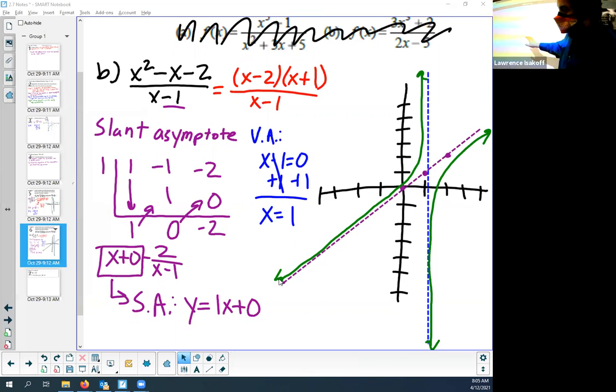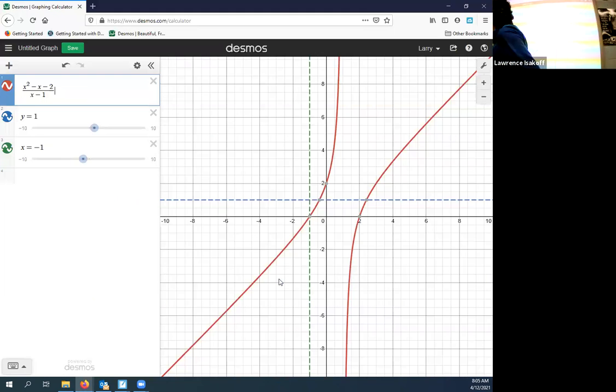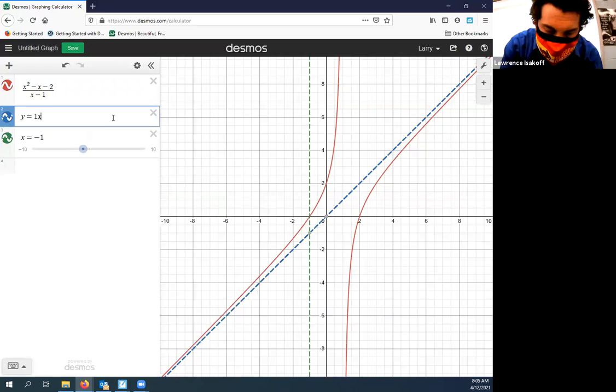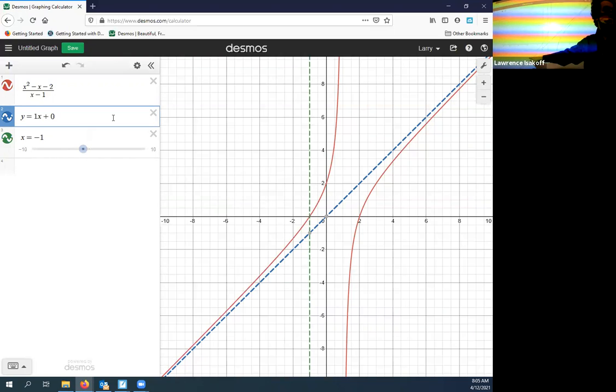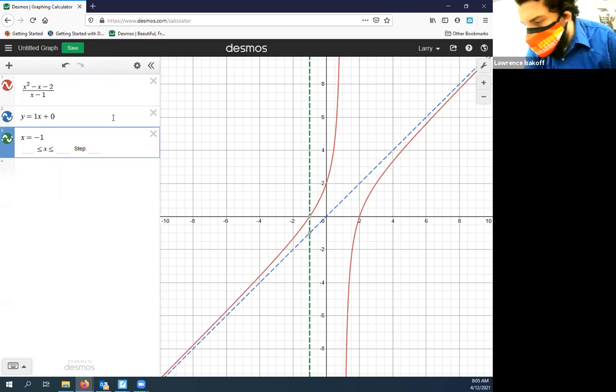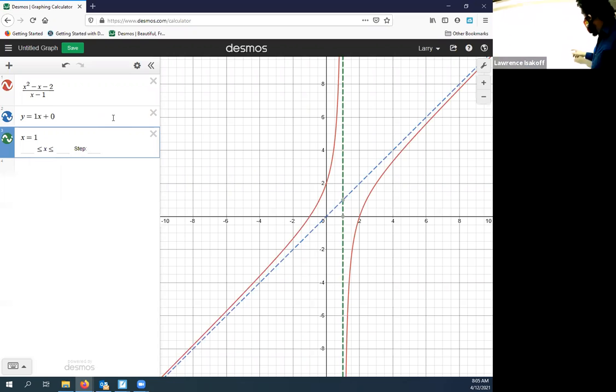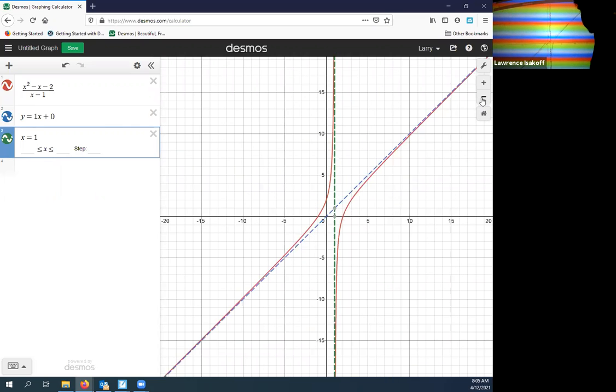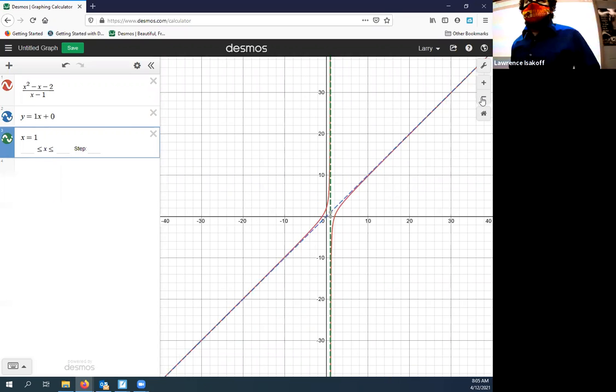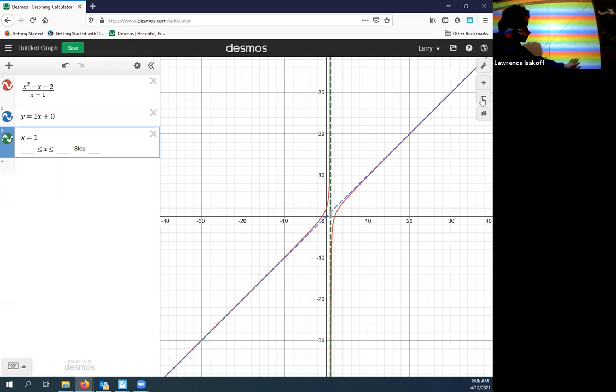So let's go back to this. I had y equals 1x plus 0. Oh, now that asymptote looks right. And then the other was x equals a positive 1. And hey, as I zoom out, it's looking to still hold true.